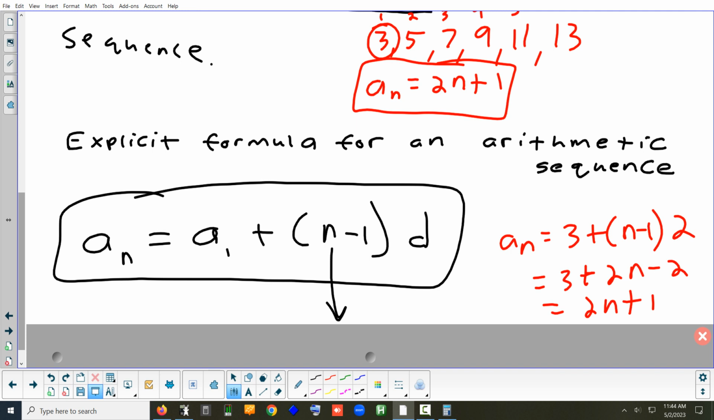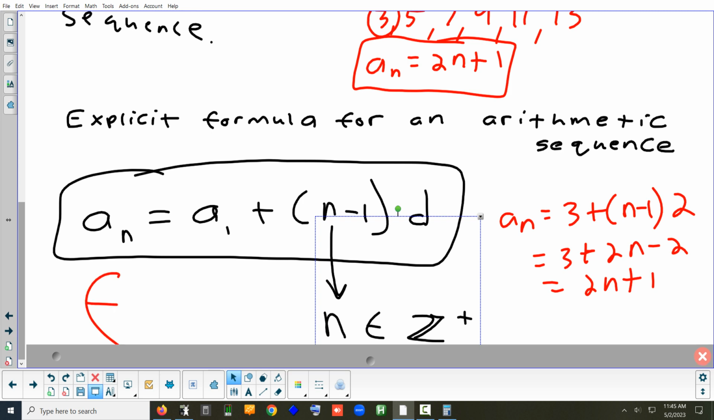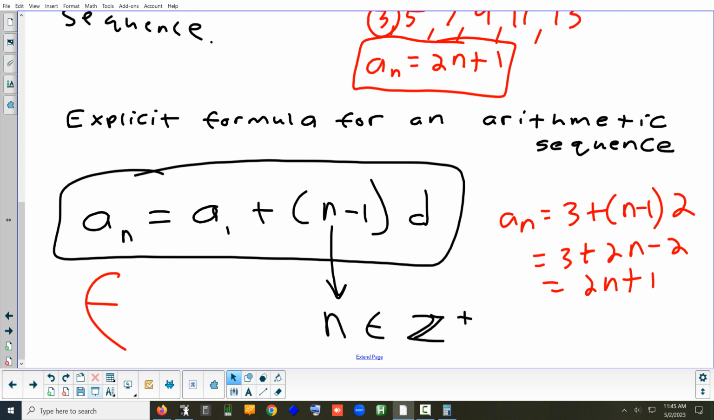It only works if you add the same number each time. And of course, n here represents the position number, and position numbers have to be positive integers. Can't use fractions, decimals, 0, or negatives. What does the symbol in the middle mean? It looks kind of like an E. This means n is an element of the positive integers. That's the symbol for element of. It's supposed to look kind of like an E and an O.